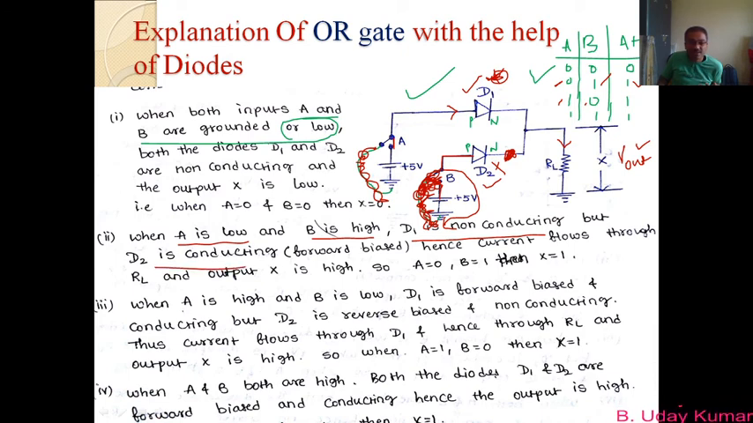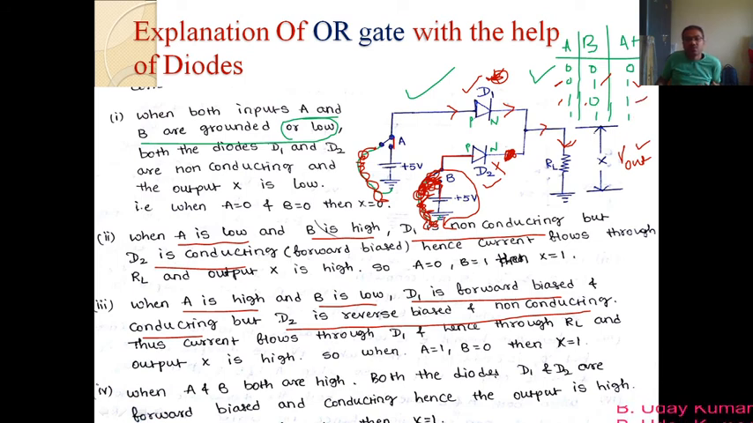Now coming to the third case, when A is high, D1 will be forward biased and it becomes conducting. Remember, whenever it is forward biased, current flows through it, that's all. And similarly, when B is low, D2 will be in reverse bias condition and hence non-conducting. But in this third case, since A is 1 and B is 0, some current flows through D1 and also through RL. So whatever the current that is coming out of D1 will pass through RL and reach the ground, and hence again the output will be high.